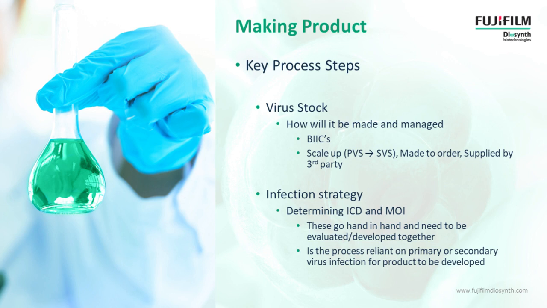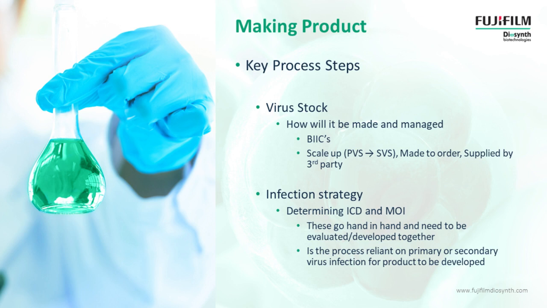There are several different ways to manage your viral stock, whether it be through using BICs, which seems to be a kind of new emerging technology that we've been seeing, and then how you scale up your viral stock, whether you're using a primary viral stock or a secondary viral stock. My preference is always to make your viral stock made to order, since it tends to be unstable over time. And then sometimes, as a CMO, we will see that the viral bulk is supplied to us by a third party, and sometimes that gets a little bit difficult to manage from a CMO perspective.